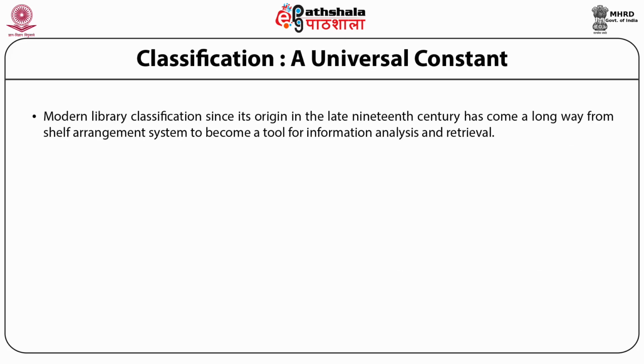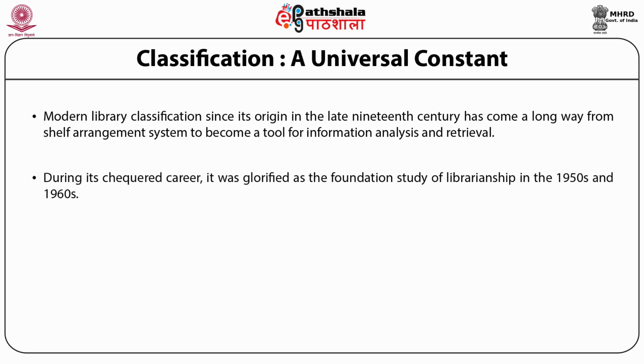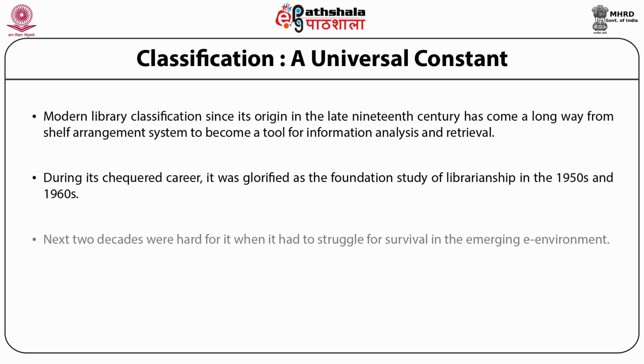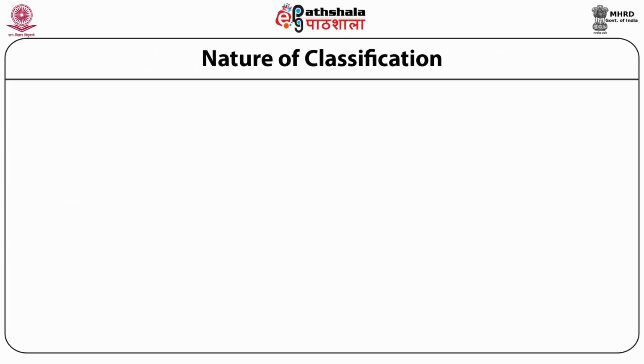Modern library classification, since its origin in the late 19th century, has come a long way from shelf arrangement systems to become a tool for information analysis and retrieval. During its checkered career, it was glorified as the foundation study of librarianship in the 1950s and 60s. The next 2 decades were hard for it when it had to struggle for survival in the emerging environment with the coming of computers.